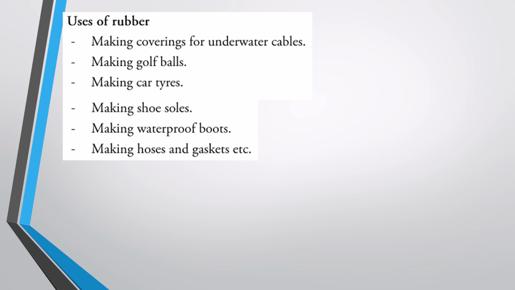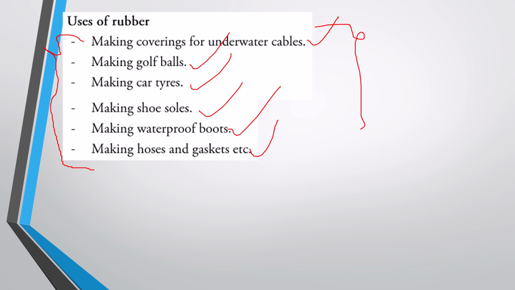So one, you're going to look at making coverings of underwater cables, making golf balls, making car tires, making shoe soles, and then making waterproof boots, together with making hoses and gaskets, among others. You give any use of rubber, any material that you have seen being made in rubber. It may be a pencil, it may be a car tire, it may be a wheelbarrow tire. You give all the uses. I say that applied chemistry is very easy because they're asking you chemistry which you already see in your daily life.